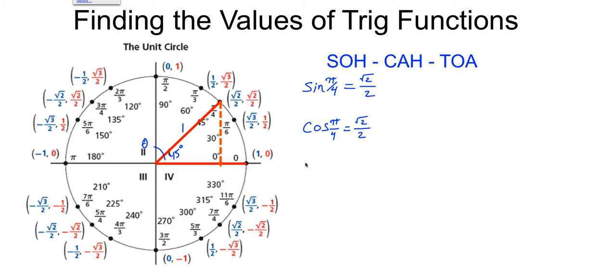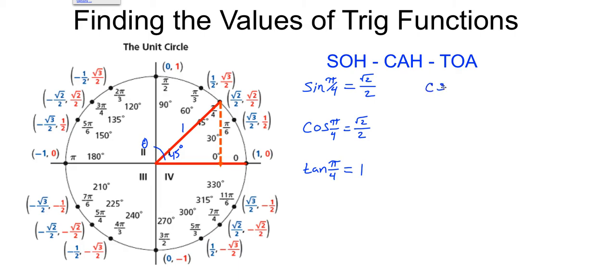Well, the tangent of pi over 4 is going to equal the opposite side over the adjacent side, or in other words, the sine of pi over 4 divided by the cosine of pi over 4, and since they were both the same, it's going to be root 2 over 2 divided by root 2 over 2, and that's just going to come out to be 1. Now to find the reciprocal functions, we're going to say for the sine, the reciprocal is the cosecant.